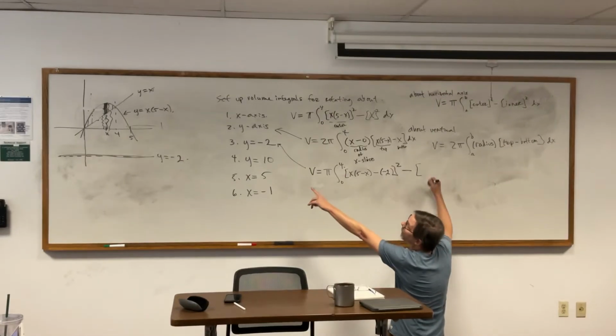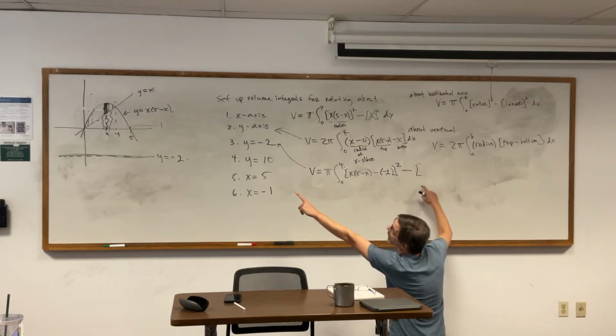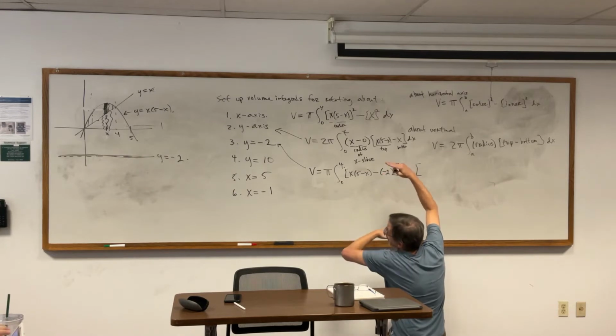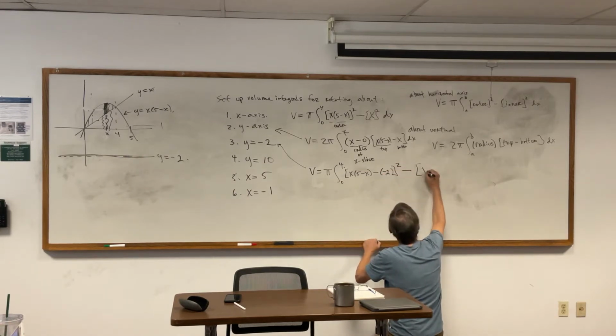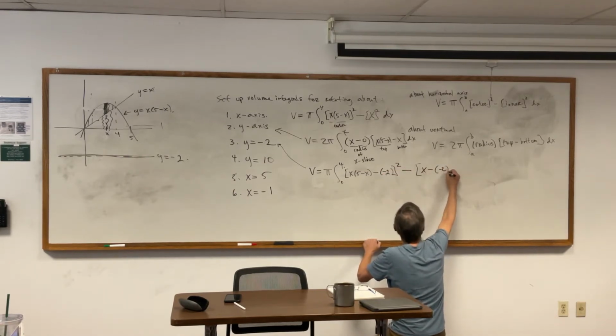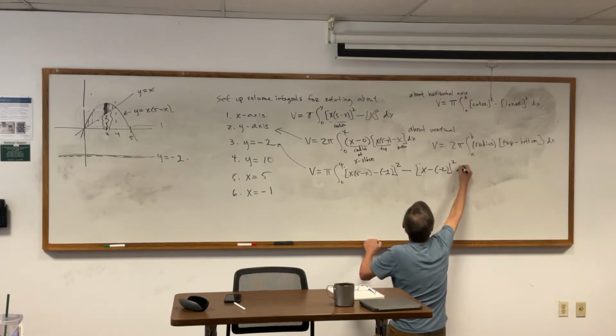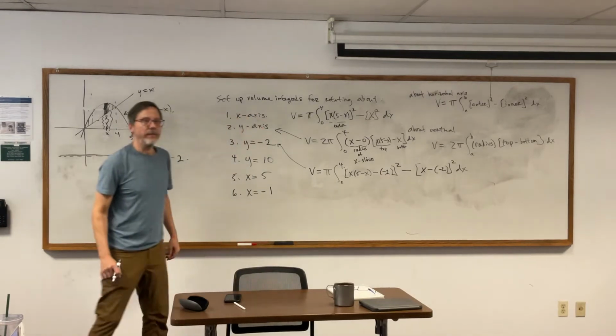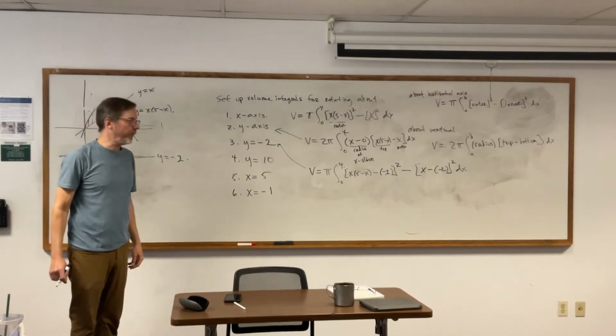And then the next one, the inner radius is going to be traveling from that -2 line up to the x curve. So it's going to be top minus bottom squared dx. And you can just simplify that to plus, right? Yes, sir. Okay. Absolutely.